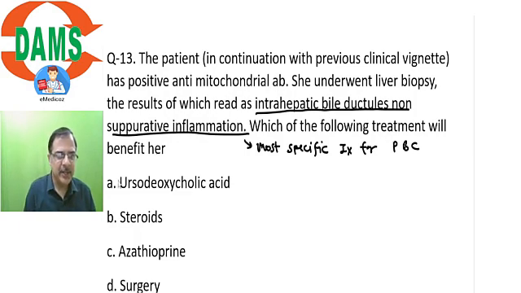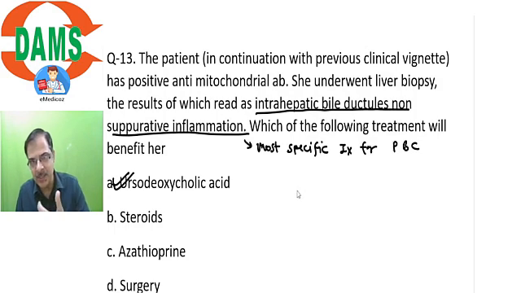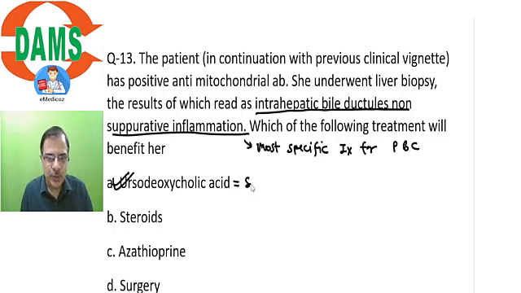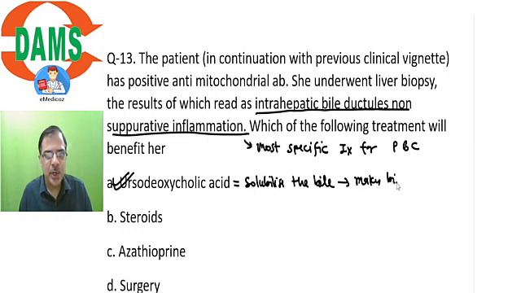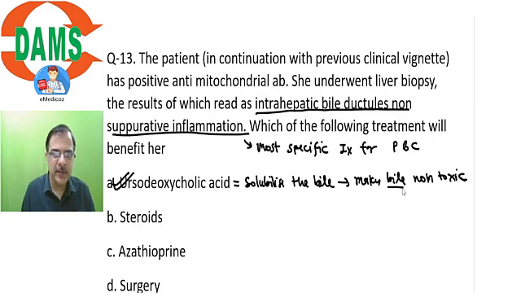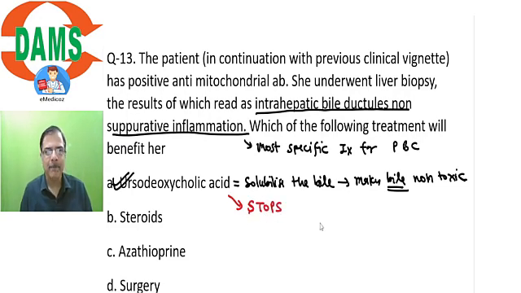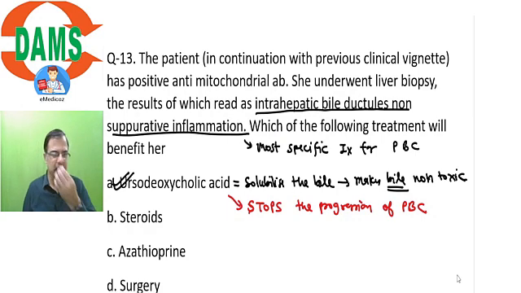The answer here will be ursodeoxycholic acid, integrating the pharmacological aspects with the basic and allied subjects. Ursodeoxycholic acid solubilizes the bile. It makes bile non-toxic. Bile is toxic to the liver. It makes it non-toxic, and very important, this agent stops the progression of primary biliary cholangitis.